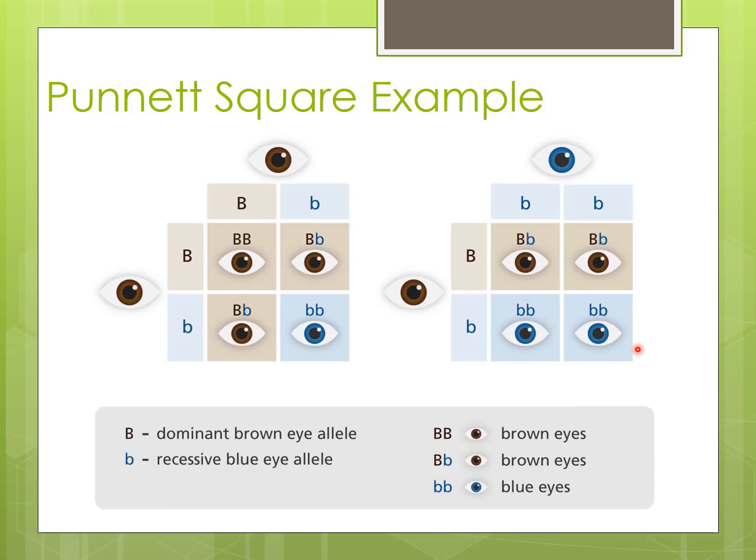You also have the heterozygous individuals showing the brown eyes, because they have the one dominant allele and the one recessive allele. So you have a 50% chance in this cross of the homozygous recessive being crossed with a heterozygous, indicating you're going to get a 50% chance of individuals with blue eyes.